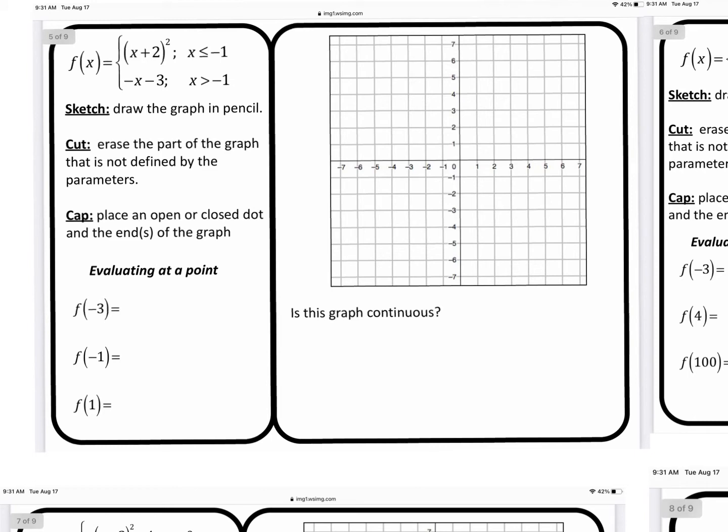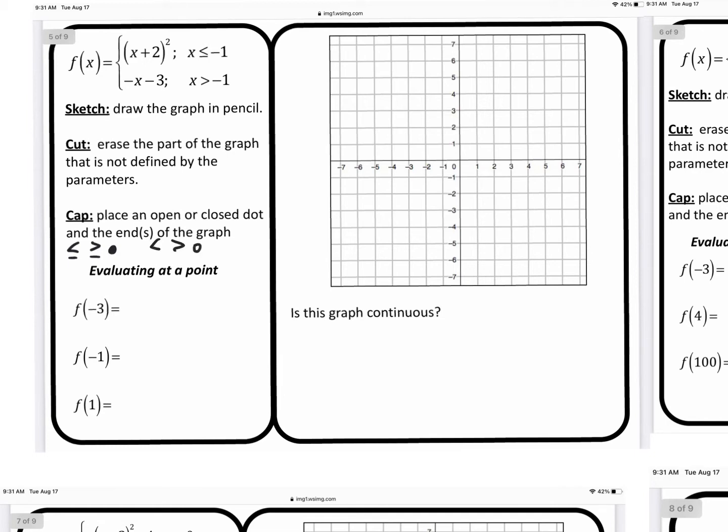All right, and so here is our first example that is going to have a quadratic and a linear that we're going to have to do out. And just like in the first example that we did, we're going to graph. Okay, so the 3 steps are that we're going to sketch the graph in pencil. Then we're going to cut the part that is not defined by the parameters, and then place a cap at the end of it, which basically means it is going to have either an open or a closed dot. And I'm just going to put on there real quick that this and this are closed dots, and this is going to be an open dot.